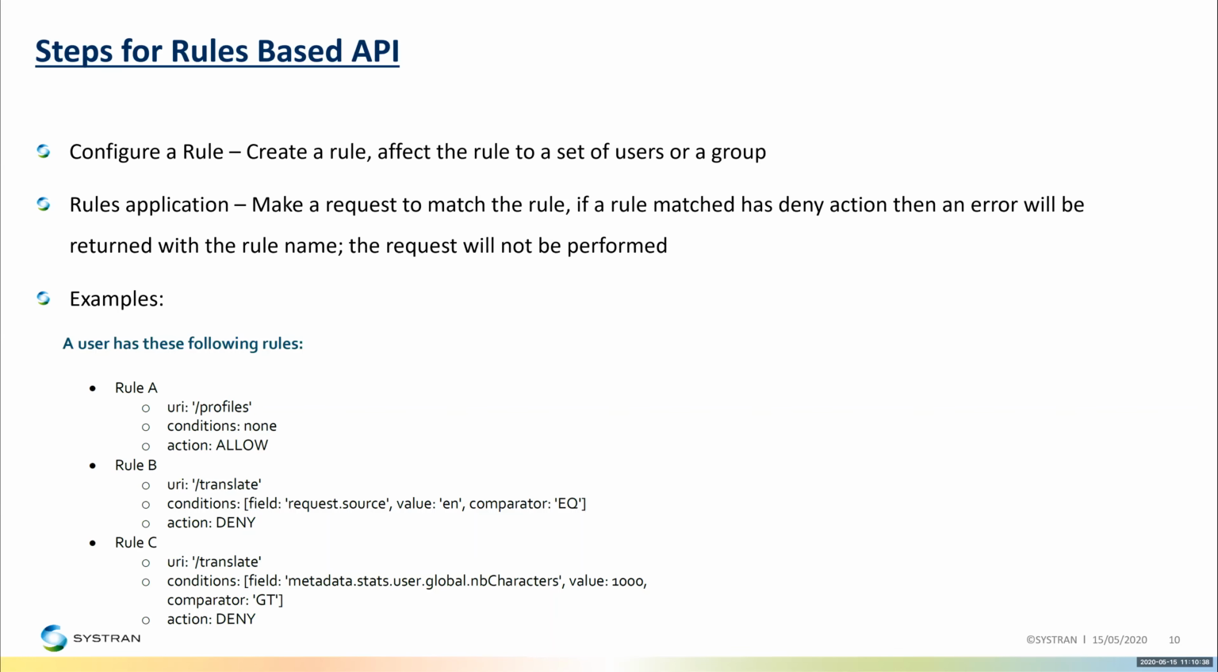So just to show an example, the user can have the following rules: rule A, rule B, rule C, for a specific profile. And to translate, you can have a comparator, like equal to, like less than. You can have the regular expression as you want. And then you can have conditions. You can specify a value, like here it says 1,000, and the action should be denied on this particular rule.